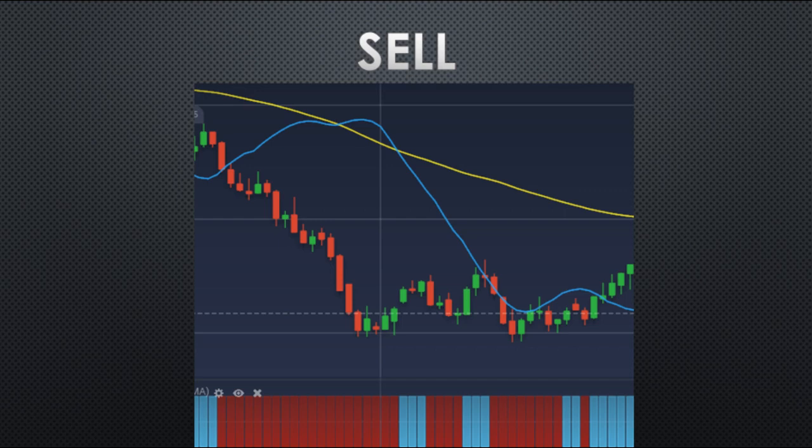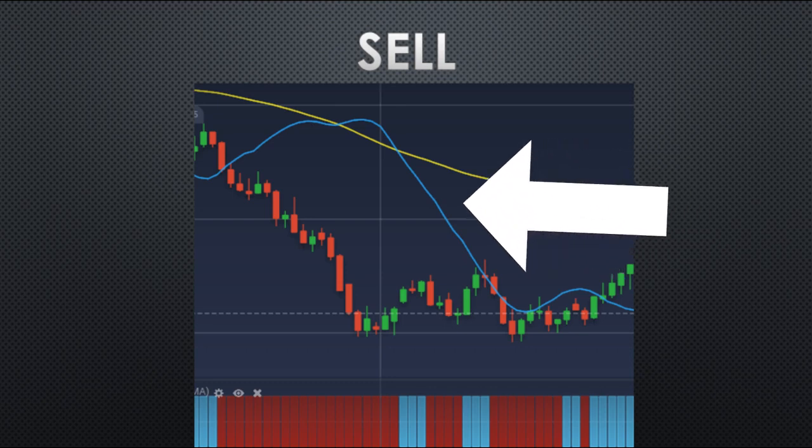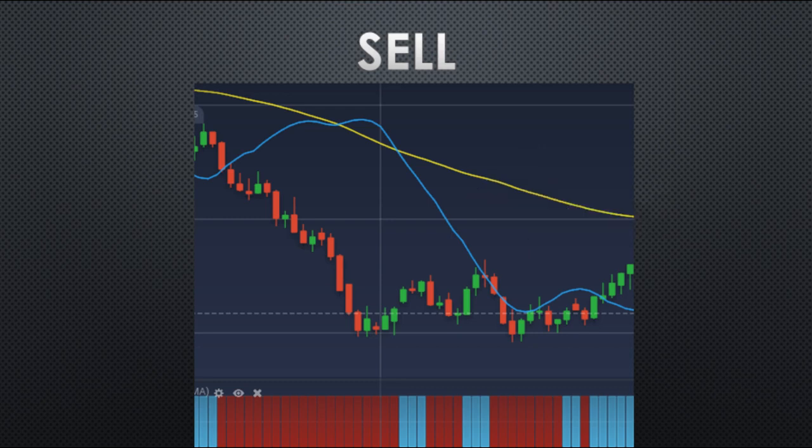Sell. The line of the linear regression intercept indicator has to be below the moving average. The candles must close below the linear regression intercept or be completely below it. And also the chop zone indicator bar should be red. We are going to use 1 minute candles and an expiration time of 3 minutes. Let's apply the strategy.